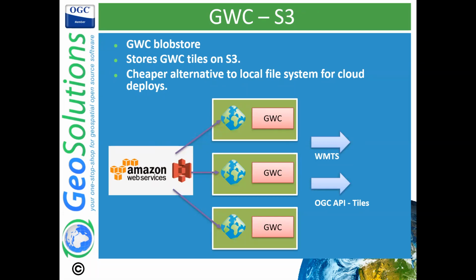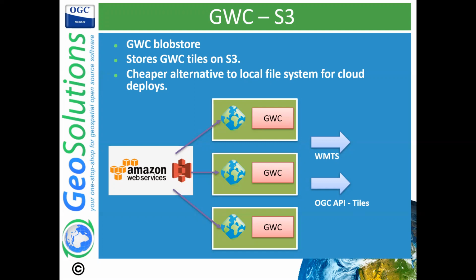So the first one, graduating from a community status to official extension, which is going to bring it into the release, is the GWC S3 module. The GWC S3 module is a blob store, that is, this ability of GWC to store tiles. So a blob store is a plugin that allows GWC to store tiles in some storage.